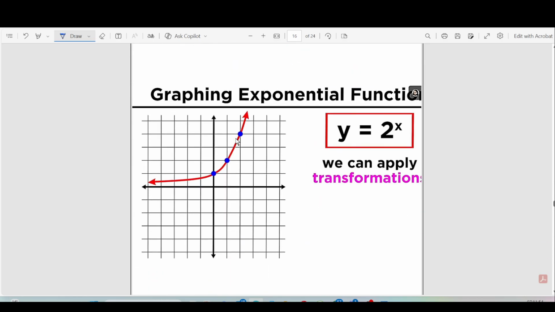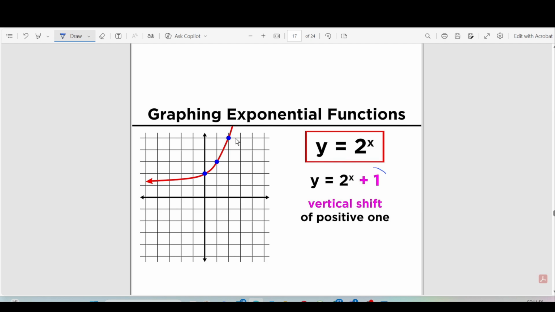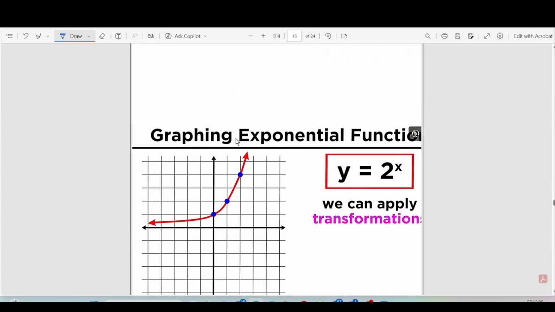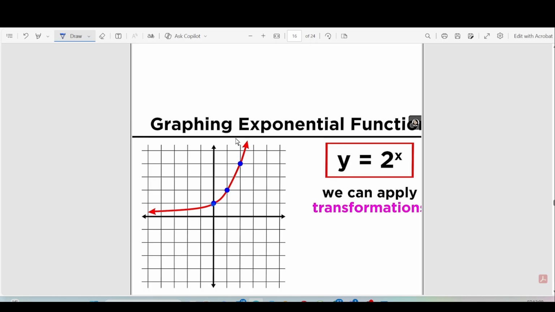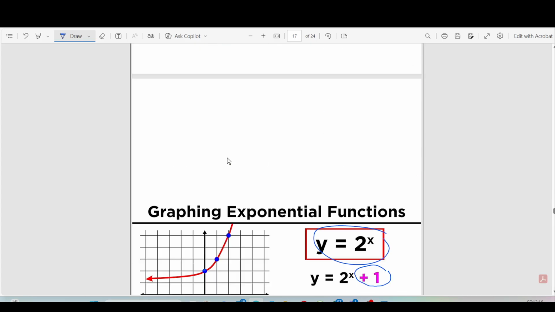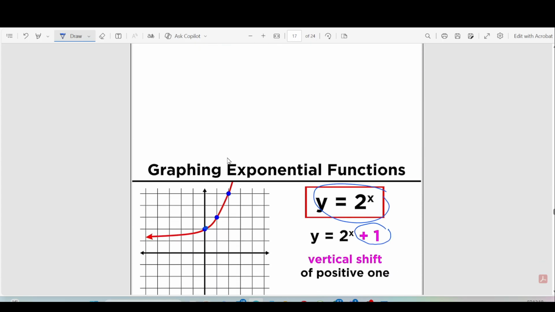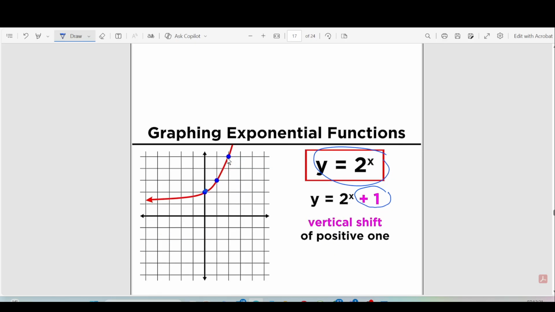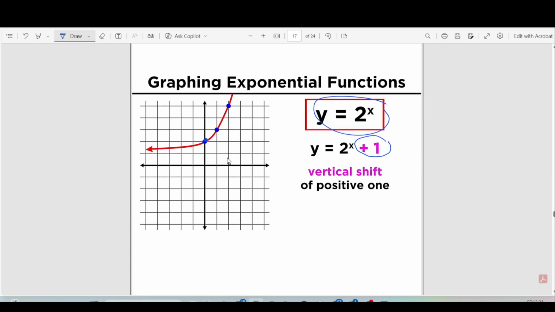So we can apply transformations here. Suppose we have a plus 1 here. The function will remain the same as for 2^x, but it will shift vertically by positive 1. Like here it was on 1, right? This point, we shift it by 1 point. So this will become this. And here the horizontal asymptote is going to be y equals 1. This is the asymptote.